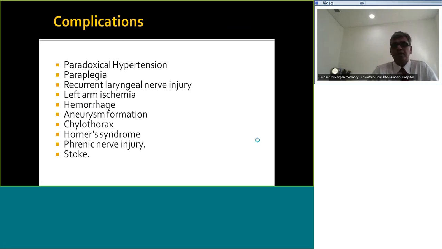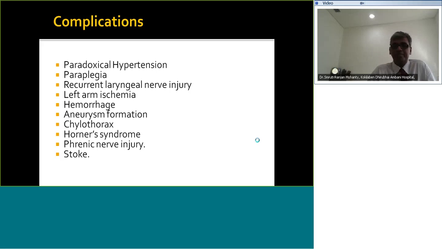Now paraplegia, it's a very dreaded complication of coarctation, reported in less than 1% of the cases, but this was actually a historical complication. Of late we do not see paraplegia happening in a coarctation repair unless it's an adult, and unless it is done without taking adequate care of the spinal cord below the descending aorta or coarcted segment.